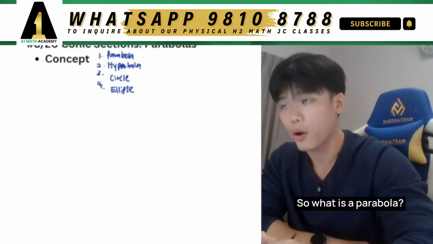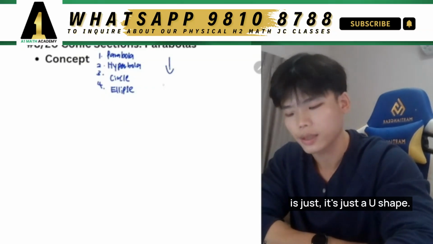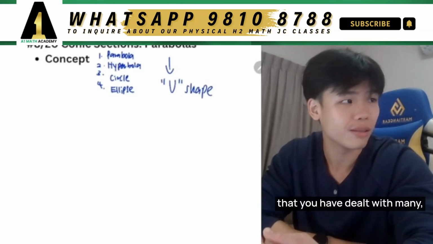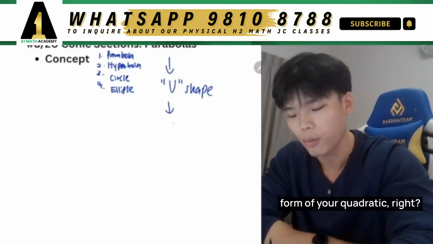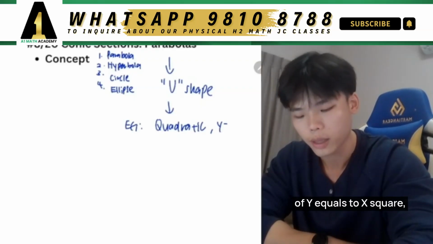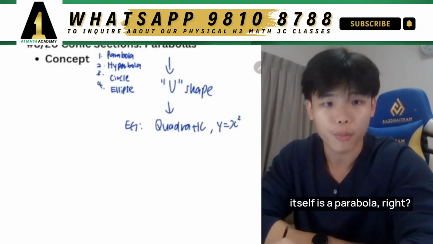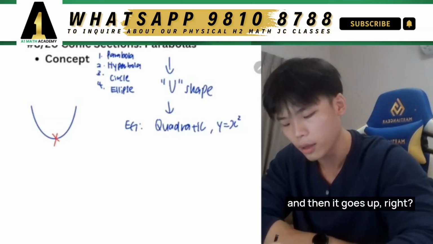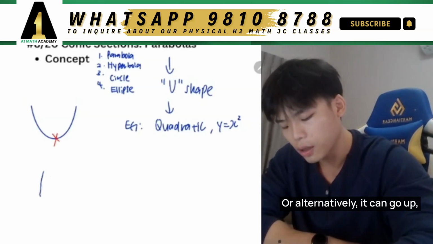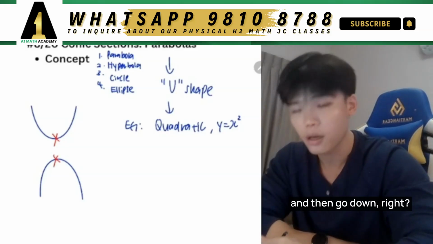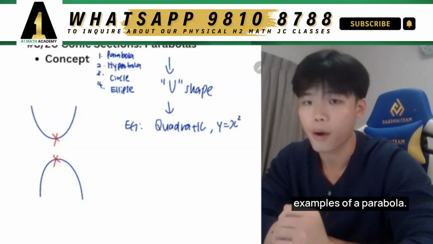So what is a parabola? How I like to remember it is it's just a U shape, and a parabola is something that you have dealt with many times already in the form of your quadratic, right? For example, your equation y equals x squared itself is a parabola, because it goes down and then there's a local minimum point and then it goes up. Or alternatively, it can go up, have a local maximum point and then go down. These two are examples of a parabola.